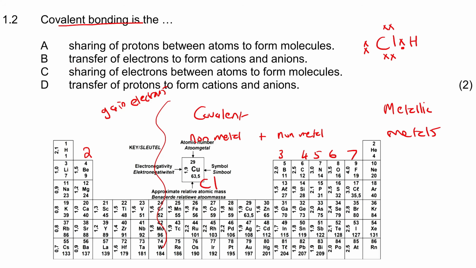Whereas if the dude literally cuts his hand off and then gives it to the girl, that's ionic, because then he's lost his hand and she's gained his hand. Does that make sense? So that's the difference between ionic and covalent.